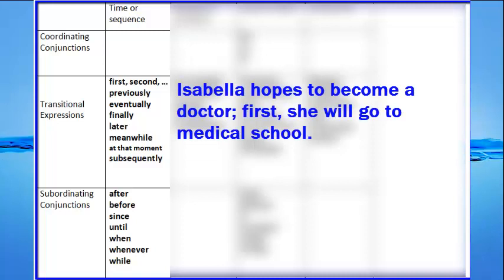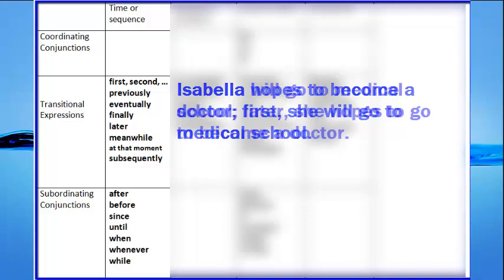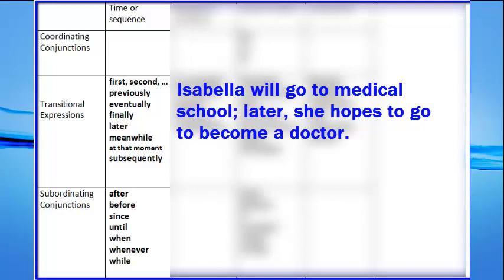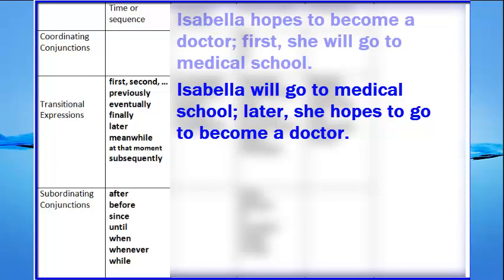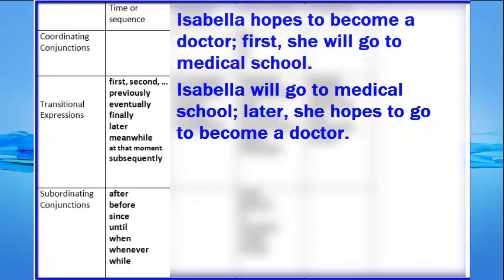Isabella hopes to become a doctor. First, she will go to medical school. Isabella will go to medical school. Later, she hopes to become a doctor. These first two sentences are compound sentences using transitional expressions. Notice how the independent clauses are switched between the first sentence and the second sentence.